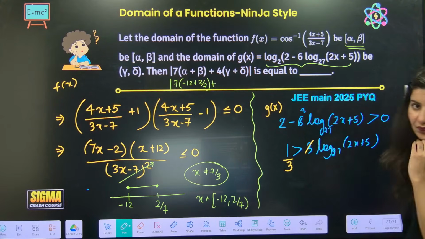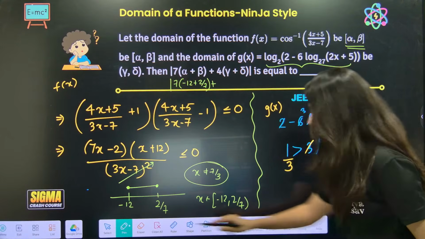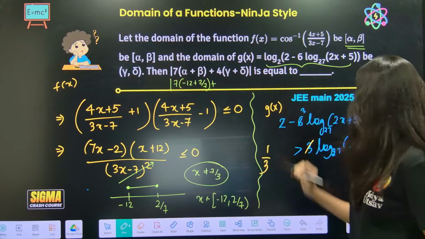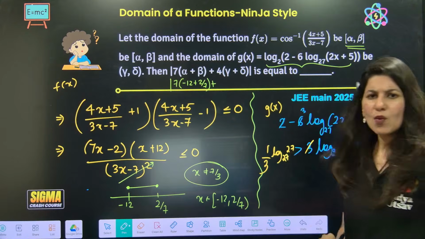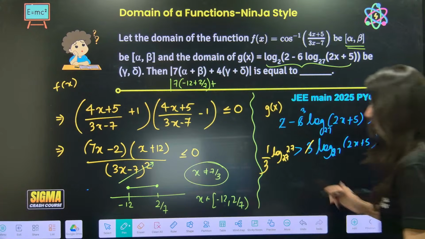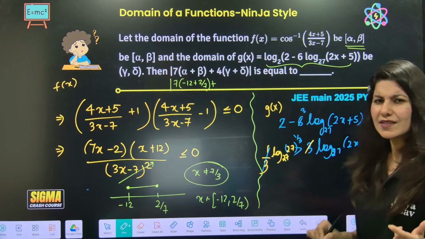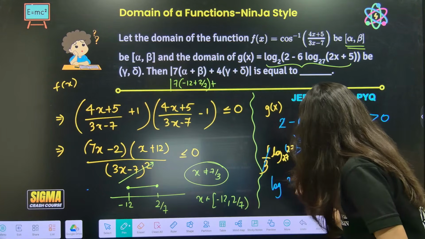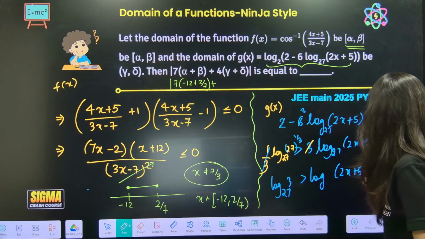Now 27. This is 1 by 3. I am going to write this 1 by 3 and multiply by log of 27 base 27. Why, ma'am, are you multiplying log 27 base 27? To solve this logarithmic inequality, we need that. This 1 by 3 goes away, and this becomes 27 power 1 by 3. What is 27 power 1 by 3? Cube root of 27 is 3. So this is log of 3 base 27 greater than log of (2x plus 5) base 27.